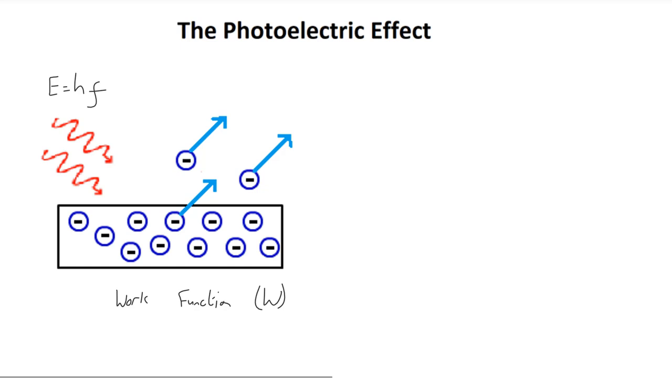We can also ask, what is the resulting kinetic energy of those ejected electrons? To work this out, all we need to do is consider conservation of energy. As I already stated, the energy of a light wave is directly proportional to its frequency. As I've written here, that proportionality is Planck's constant h.